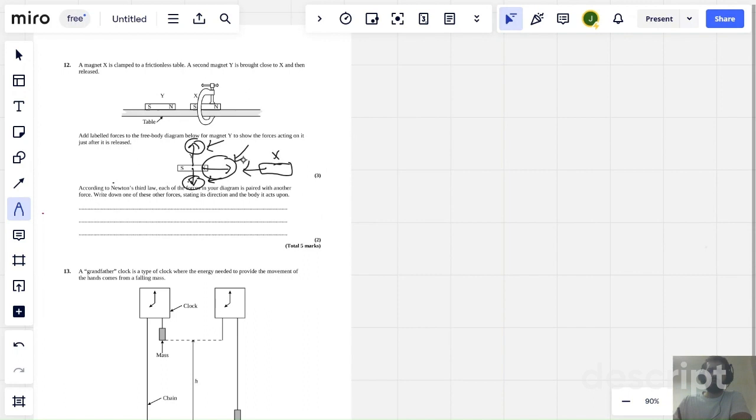As you can see, these forces are acting on different bodies. This force is acting on magnet Y, and this force is acting on magnet X. So this one is easy to figure out. And well, I don't know how many of you got it right, but if you did, congratulations. If not, then you still need to understand free body diagram and Newton's third law.